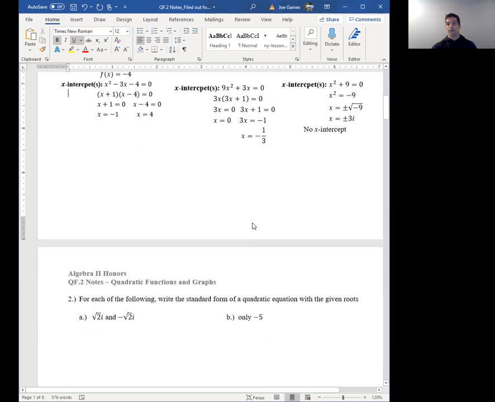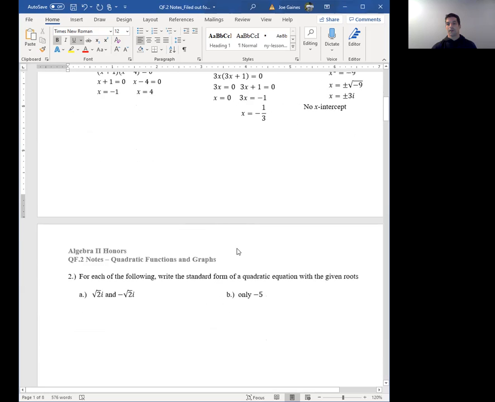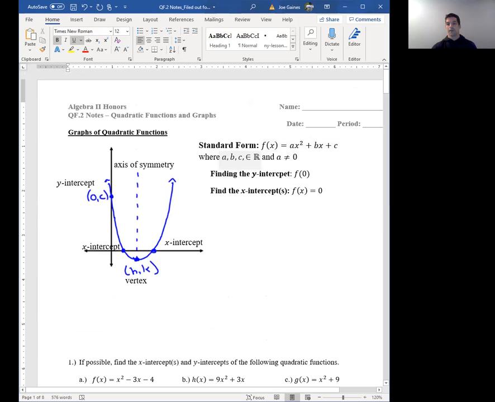Moving forward, we can use that same idea to actually write equations for quadratics, given the roots. You see this word root here in problem number 2. For each of the following, write the standard form of a quadratic equation with the given roots. Root is another word for solution. So we essentially have two solutions, and we need to write the equation. And we want to write it in standard form, which if we go back up here is ax squared plus bx plus c.